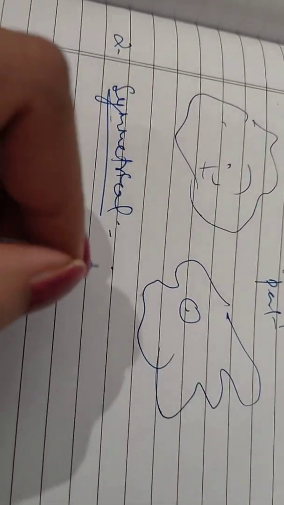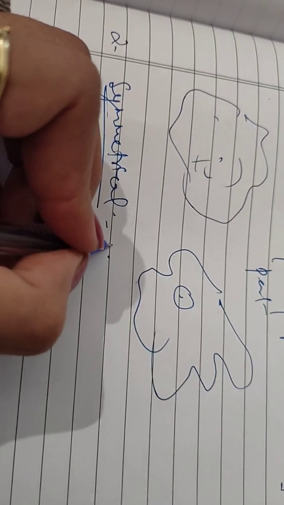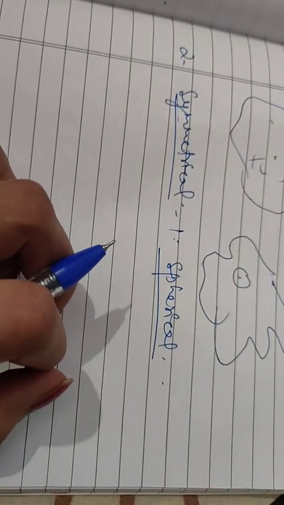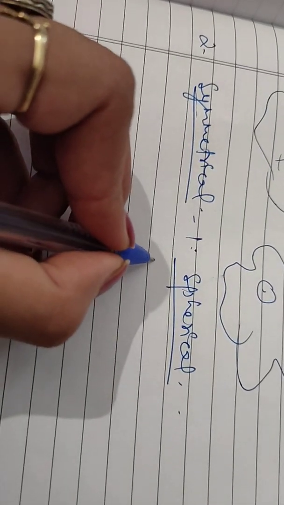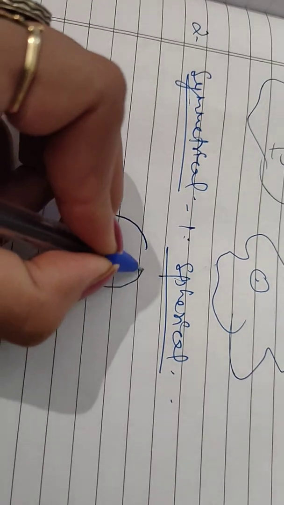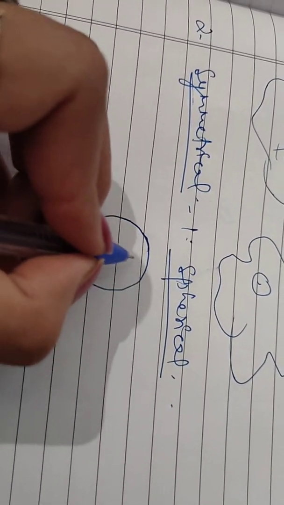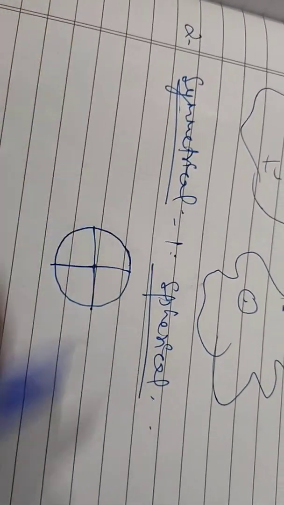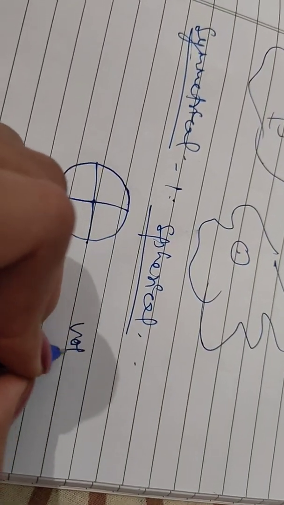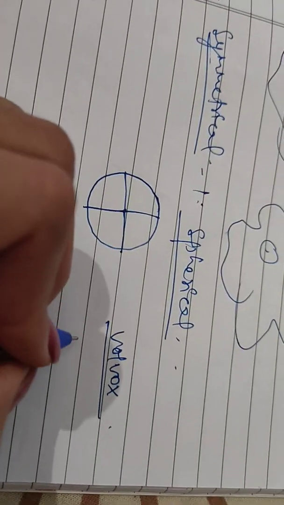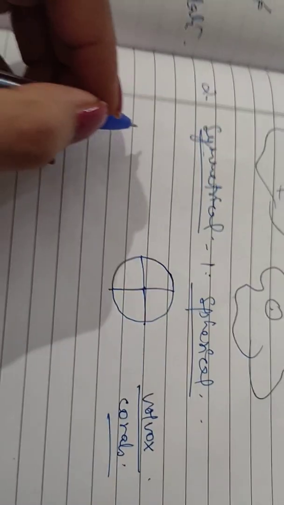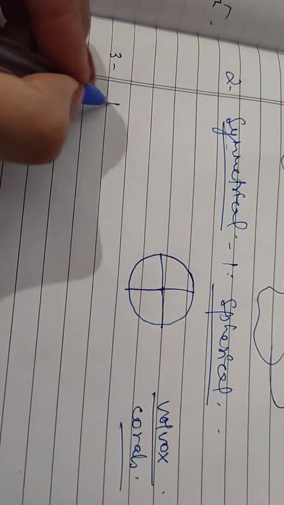There are many types. First is spherical symmetry. In this type of symmetry, the body of the individual can be divided into similar halves by any plane passing through the center. You can see here like this. An example is volvox, that is an alga which forms a colony. Some sponges and some corals also show spherical symmetry.